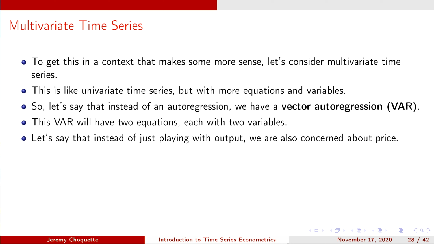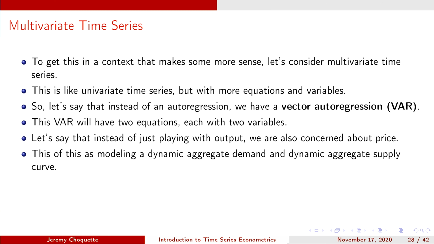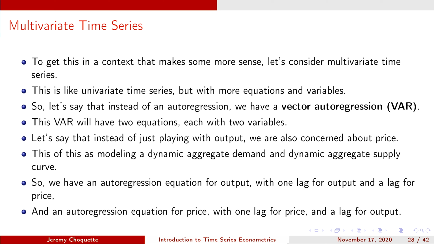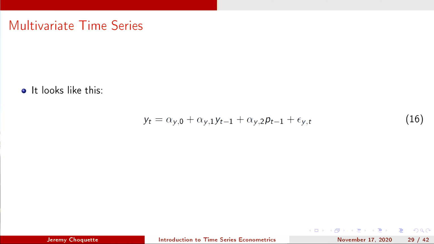So instead of just playing with output or GDP, I'm also concerned about the price. Think of this as modeling a dynamic aggregate demand and dynamic aggregate supply curve. So I have an autoregression equation for output with one lag for output and a lag for price, and an AR equation for price with one lag for price and one lag for output. It would look like this right here.